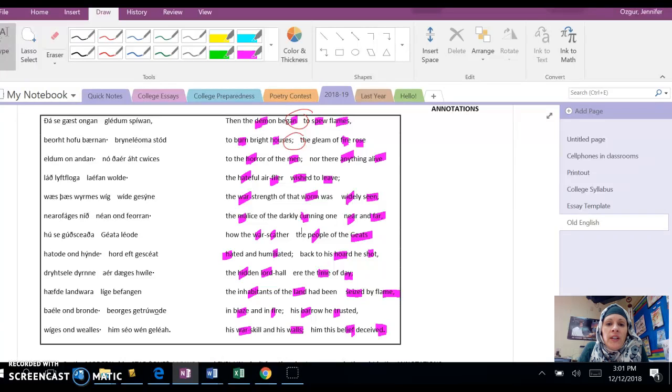Hey, let's go over the activity with the Old English and the Modern English translation. So the first thing is comparing caesuras and when they're good as opposed to not good caesuras. So look at the first one here. Then the demon began to spew the flames.